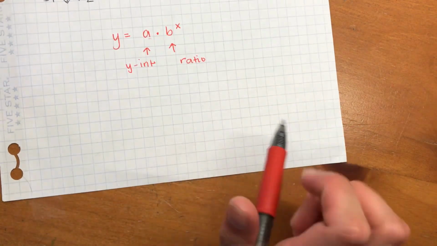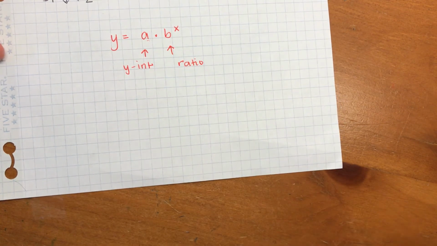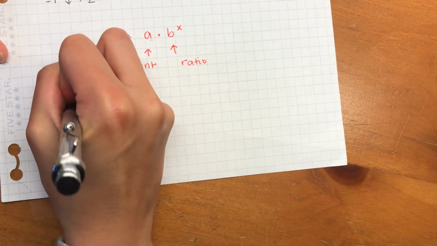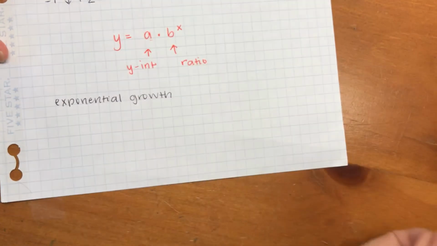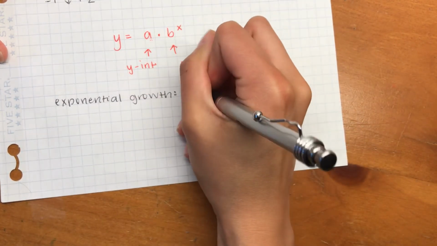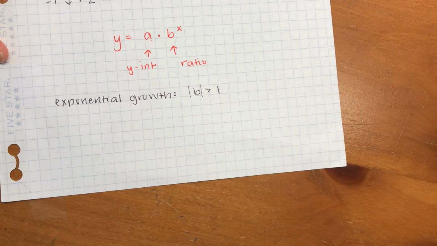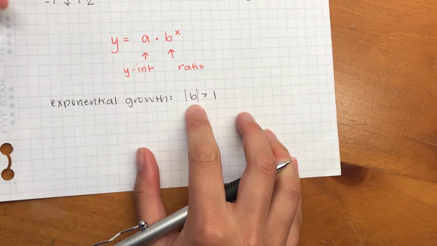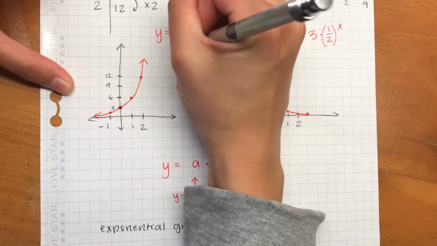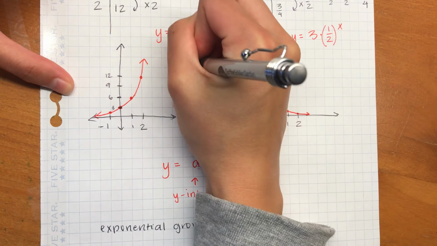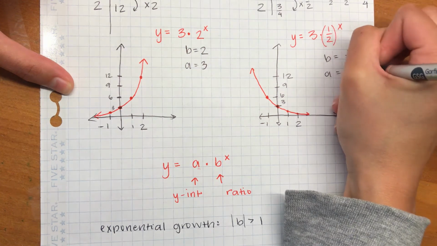When I'm given my basic exponential formula, y equals a times b to the x, exponential growth will be if we have a b value greater than 1. And that's really the absolute value of b, greater than 1. So for example, that b value greater than 1 was in our exponential growth up here. We have a b value of 2. b equals 2. We had a being 3. And here we had b as 1/2, a is 3.